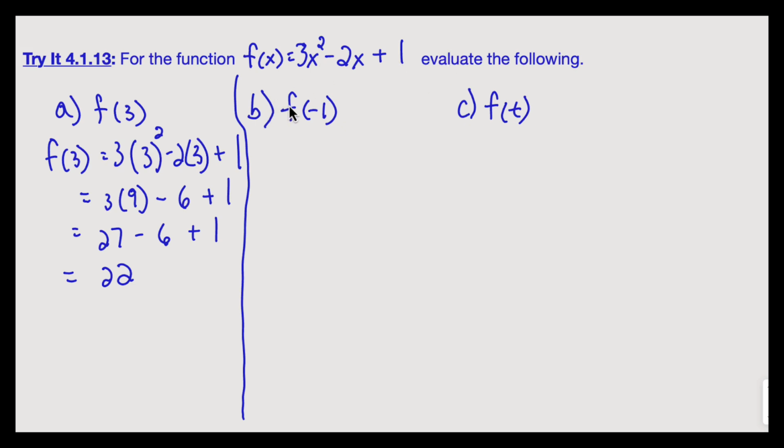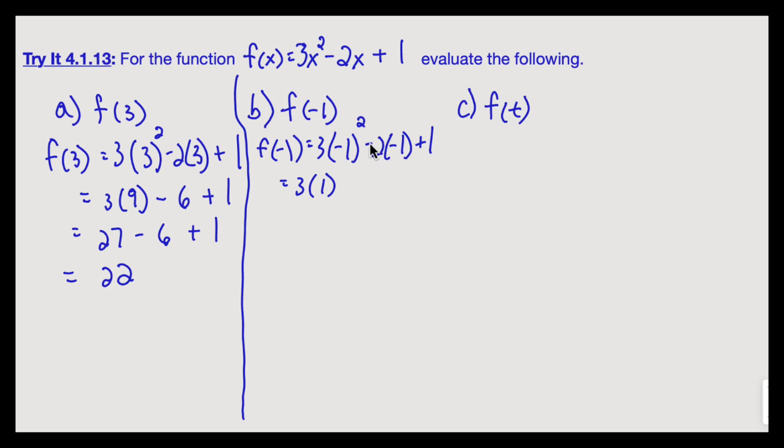So with part B, we're given f of negative 1. Here's an example of the importance of wrapping substitutions in parentheses. So f of negative 1 equals 3 times negative 1 squared minus 2 times negative 1 plus 1. So 3 times negative 1 squared is just going to be 3 times 1.